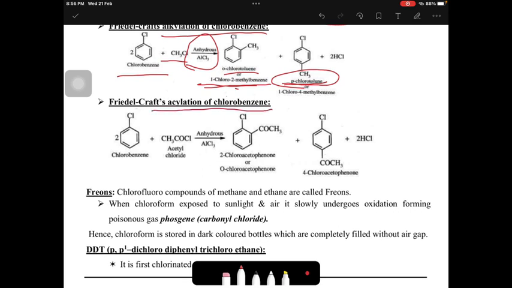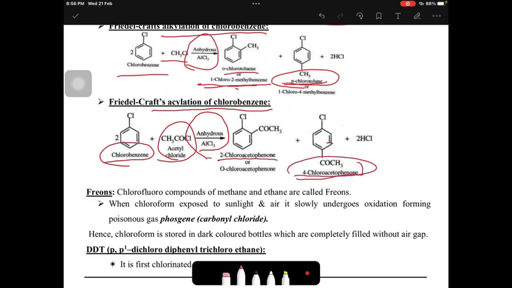Friedel-Crafts acylation of chlorobenzene: when chlorobenzene reacts with acetyl chloride in the presence of anhydrous AlCl3, it gives 2-chloroacetophenone and 4-chloroacetophenone. Out of these two, 4-chloroacetophenone is the major product.